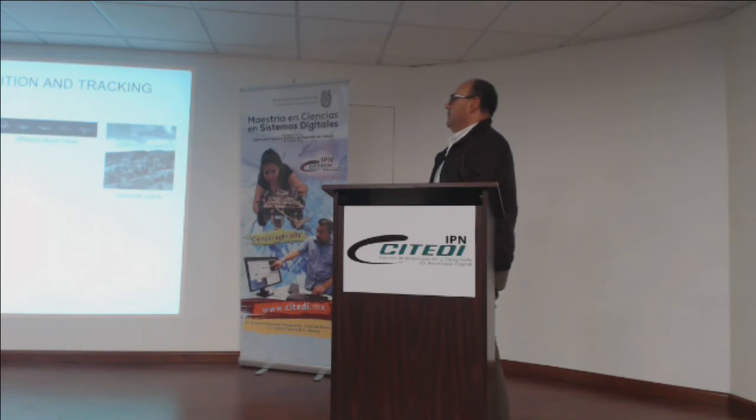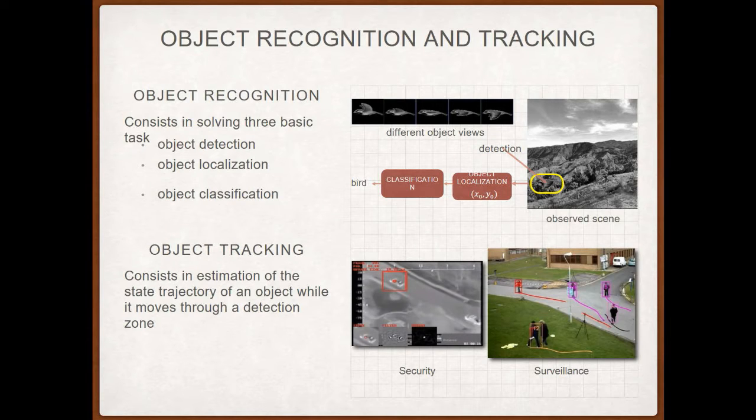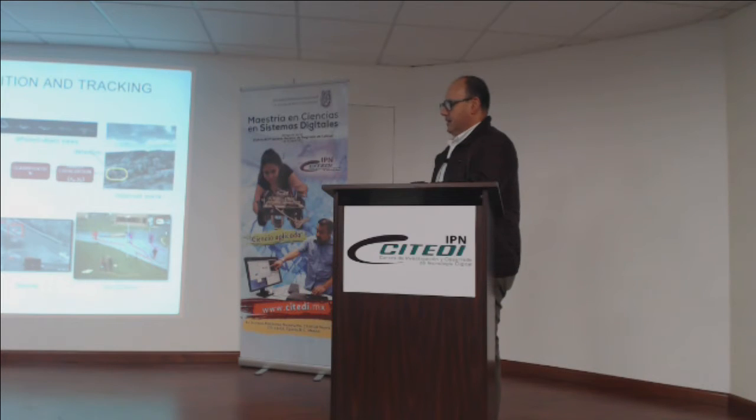In order to last talk, we briefly review the concept of object recognition. If you remember, it consists in solving basic tasks such as object detection, object localization, and classification of the detected objects. Additionally, the problem of object tracking consists in estimating the state trajectory of an object of interest while it moves through a detection zone. So to perform reliable object recognition, we need to perform an estimation of its trajectory or any other state, such as pose or velocity, any other characteristic of the object.